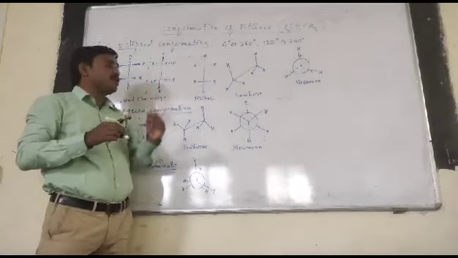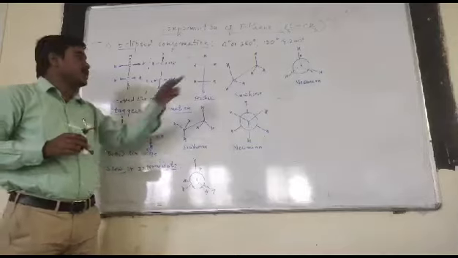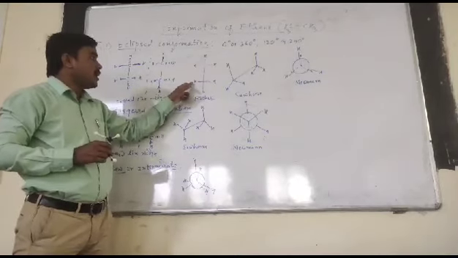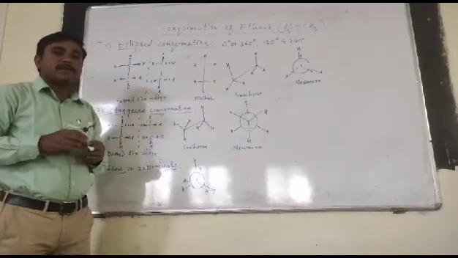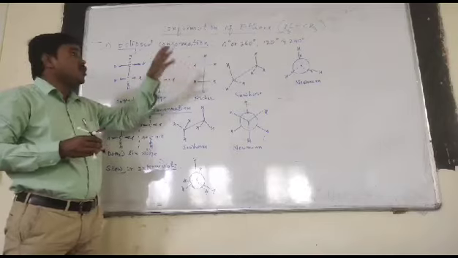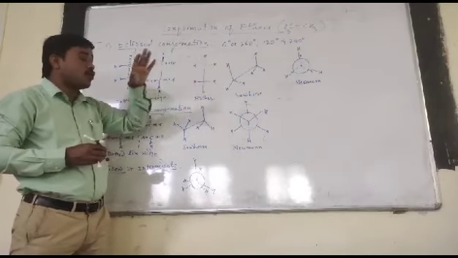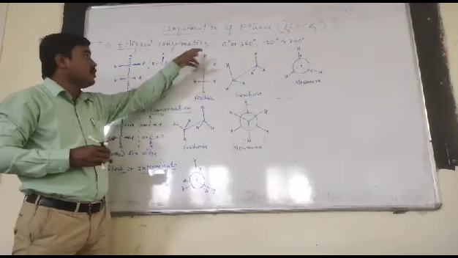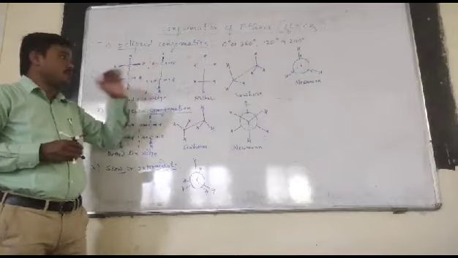Then in the Fischer projection formula, this is the horizontal line, and again this one is the horizontal line. The atoms or groups present on the horizontal line are towards the observer, and the atoms or groups present on the vertical line are away from the observer.